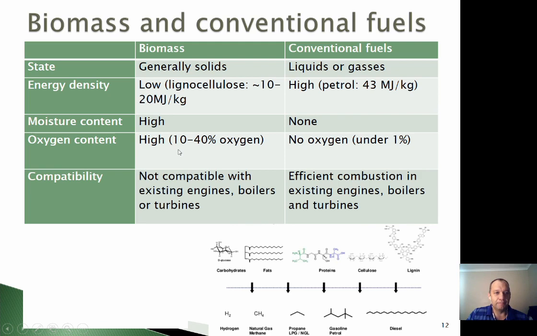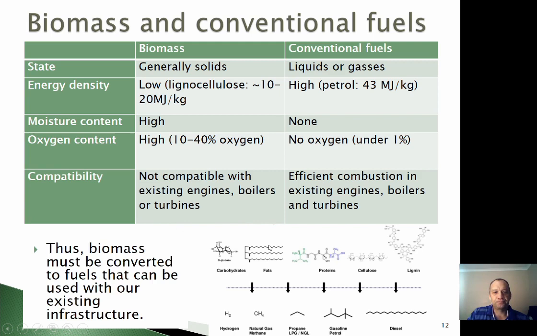We can also look at this at the molecular level: the fats, the proteins, and the carbohydrates that are available in cellulose and hemicellulose in our lignocellulosic biomass, as well as this polymer called lignin. It looks very different on a molecular level from what your conventional fuels look like. And so when it comes to compatibility, biomass directly is not compatible with our existing engines, boilers, or turbines. So biomass must be converted to a type of fuel that can be used with our existing infrastructure of engines, boilers, turbines, etc.